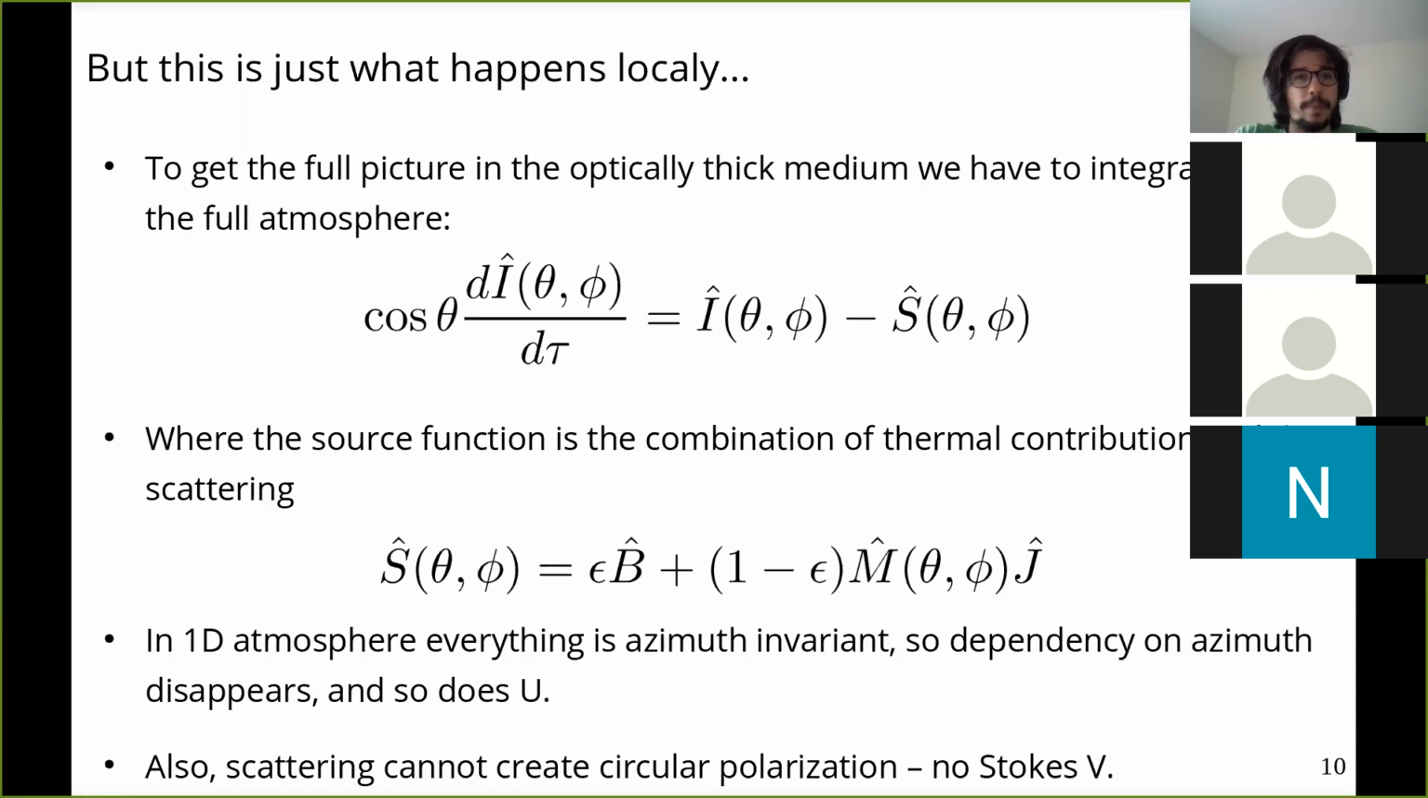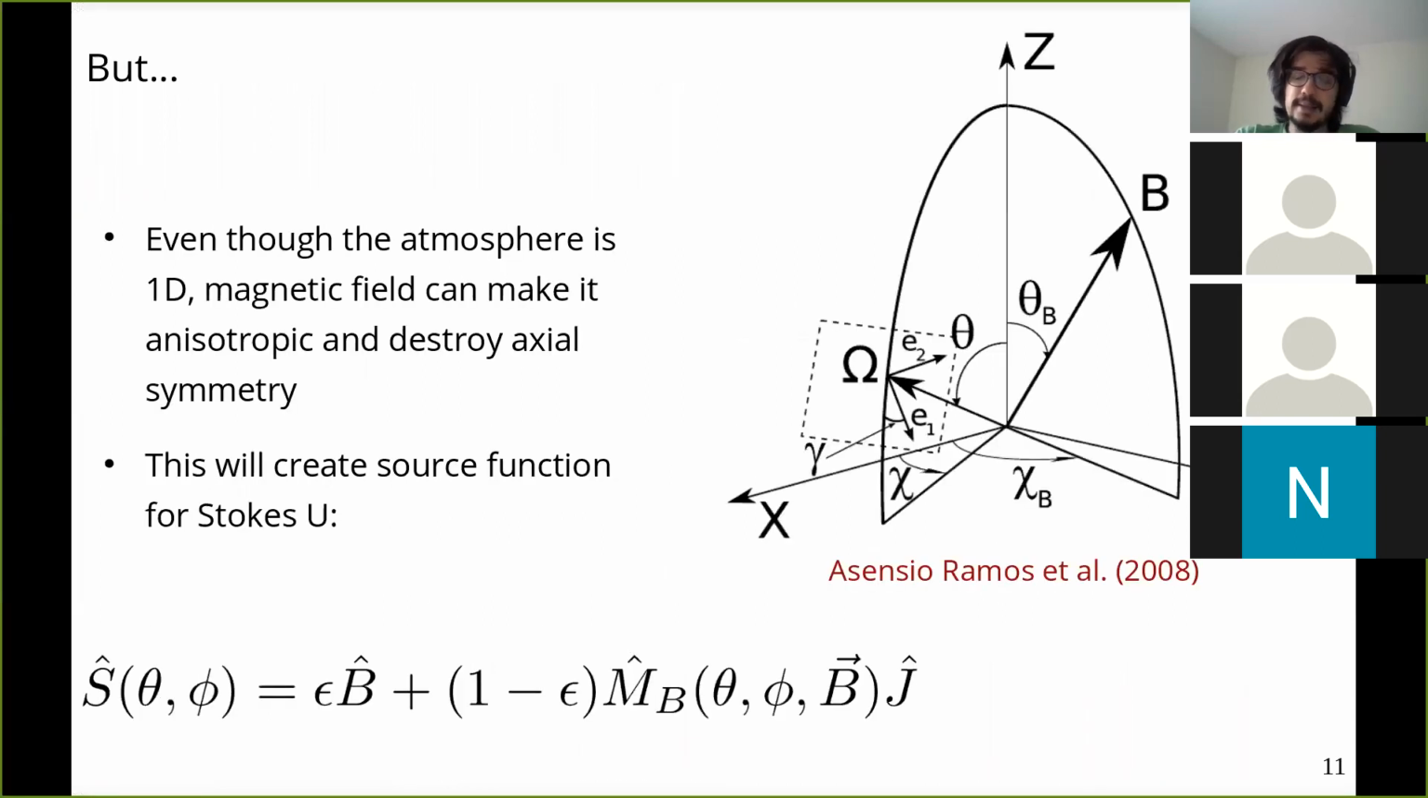Okay, cool. But there is something that can break the axial symmetry, and that's the magnetic field. So this is, if you get into the Hanle effect, and especially if you get into prominences and filaments and using the Hazel code or something like that, you're going to go back to this picture so many times. So here there are a lot of reference systems. Okay, we're going to take some time to decipher all of them.